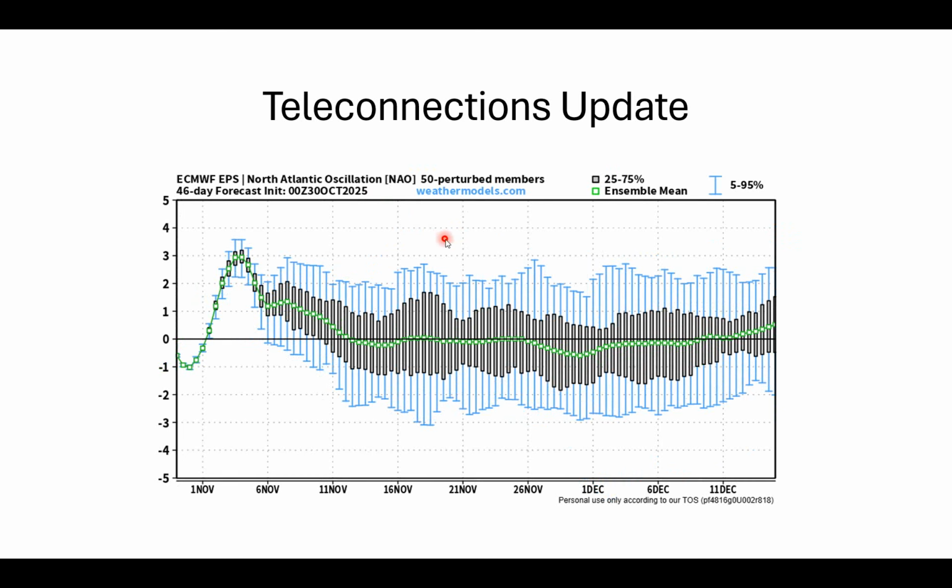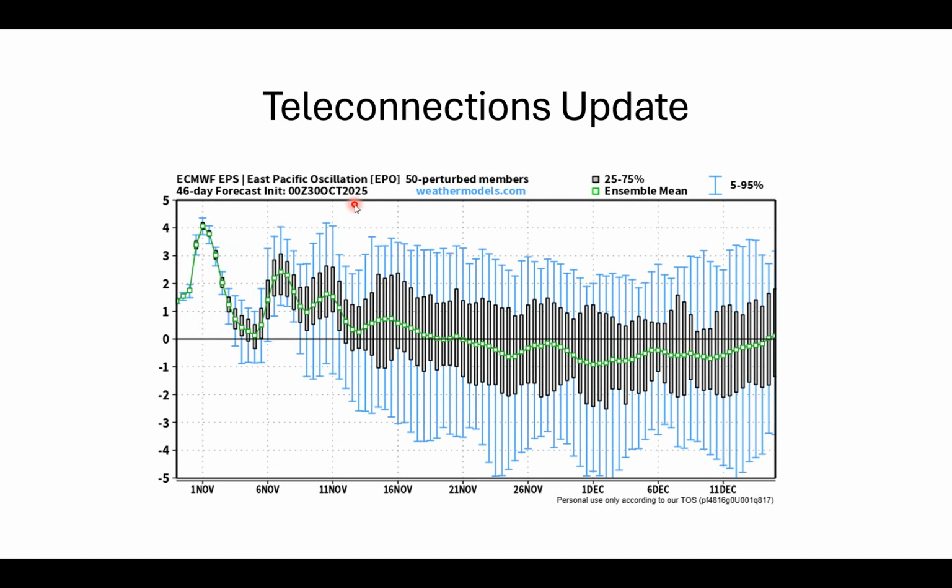Looking at the European EPS NAO 50 perturbed member forecast, 46-day outlook out to mid-December. For the NAO, North Atlantic Oscillation, we're seeing a positive phase, pretty strongly positive in early November, and then eventually it works its way down to neutral territory after the 11th of November. Neutral conditions for the NAO through about 26 November, and it also drops off to negative territory from 26 November through the first week of December, about the 4th of December or so, neutral after that.